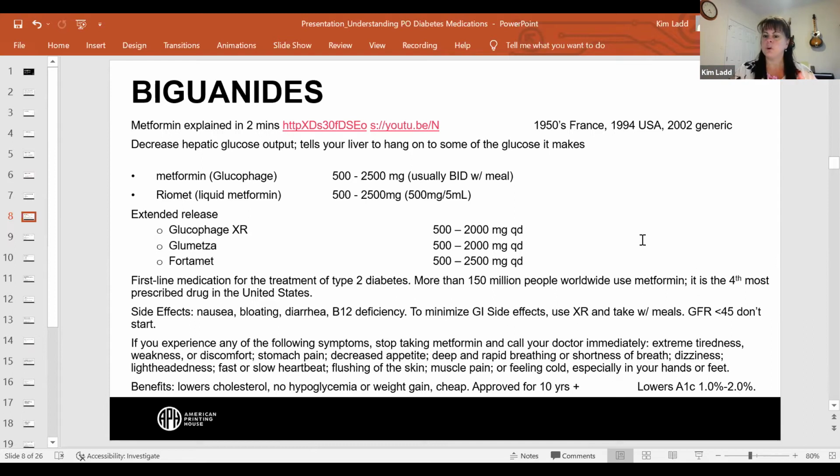Once it starts to work, which is a couple weeks, your A1C, without doing anything else, any lifestyle changes, should go down to 8 or 7. But if your blood sugar is 12 or 13, you still want that A1C to be below 7. So just doing the metformin might not do it. You're going to also have to do some other things.